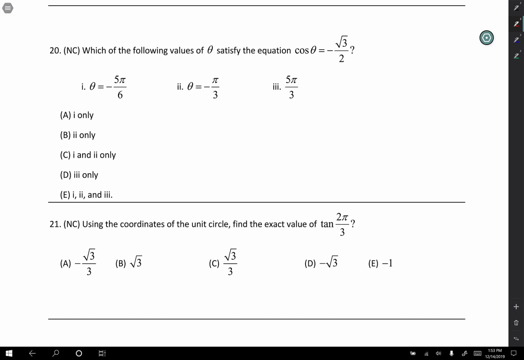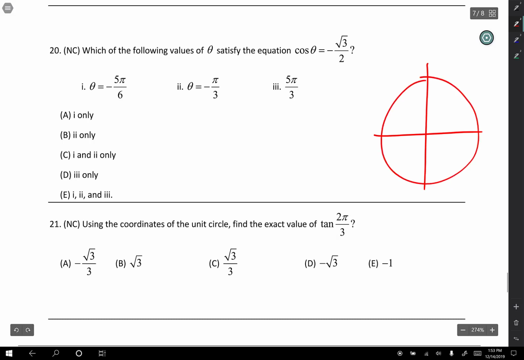Okay. Where is cosine negative square root of 3 over 2? On the unit circle, cosine is negative square root of 3 over 2 in quadrant 2 and in quadrant 3. So they notice that they don't have the traditional 5 pi over 6, but they have this negative 5 pi over 6. And yeah, if I do this, that is negative 5 pi over 6. They have negative pi over 3. No, negative pi over 3 would have been in quadrant 4. That is not it. And then they have pi over 3. 5 pi over 3 is again in quadrant 4, so just the first one.